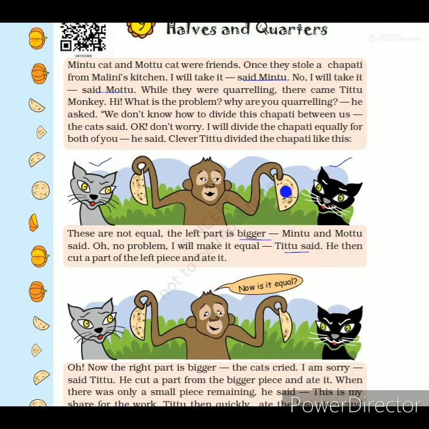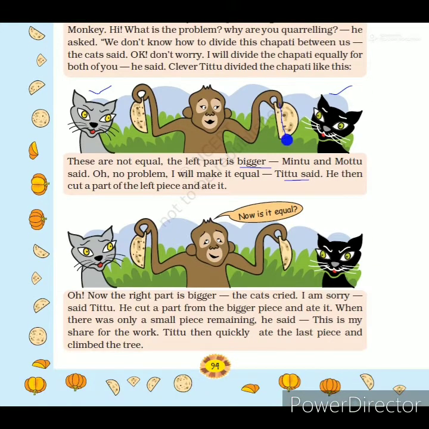What happened? He took a part from the bigger part and ate that part. And after that, the right side portion became bigger. Now the second picture you see, children. Oh, now the right part is bigger. The cats cried. I am sorry, said Titu. He cut a part from the bigger piece and ate it.